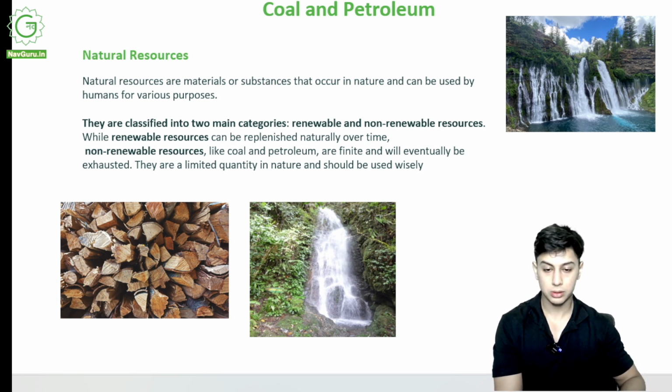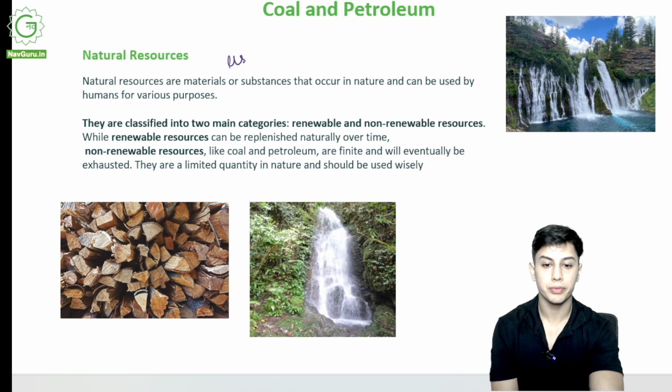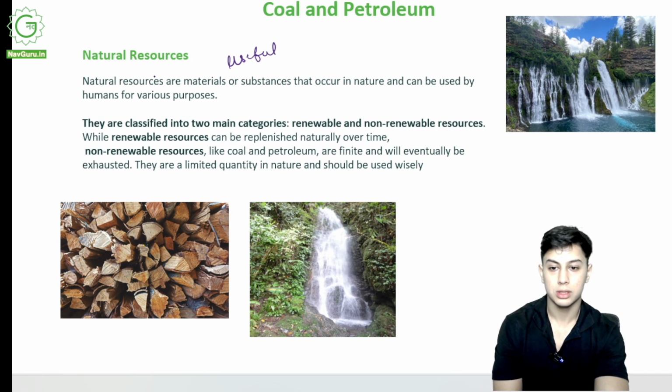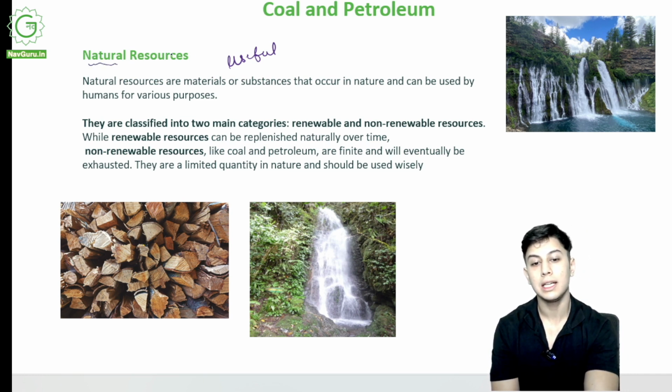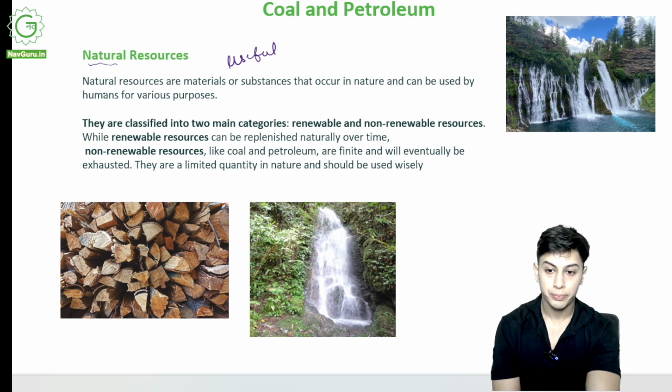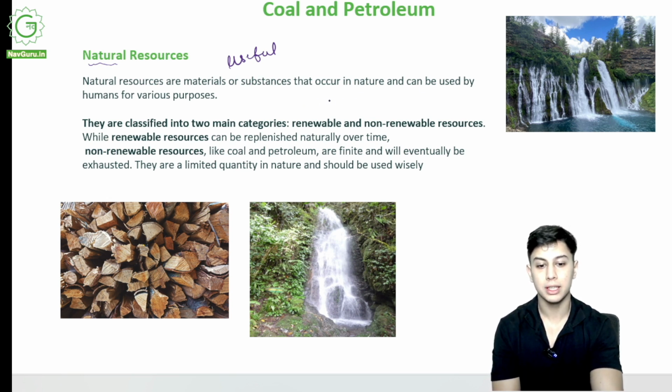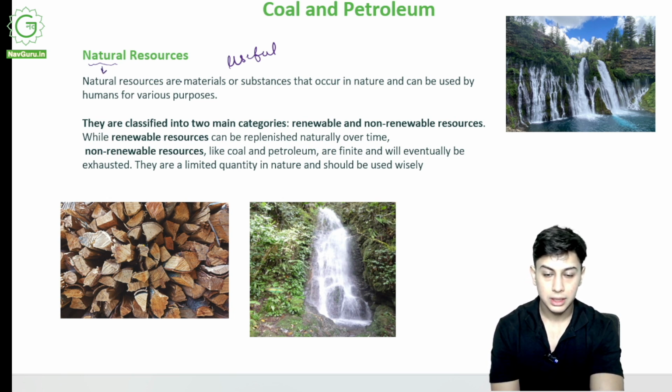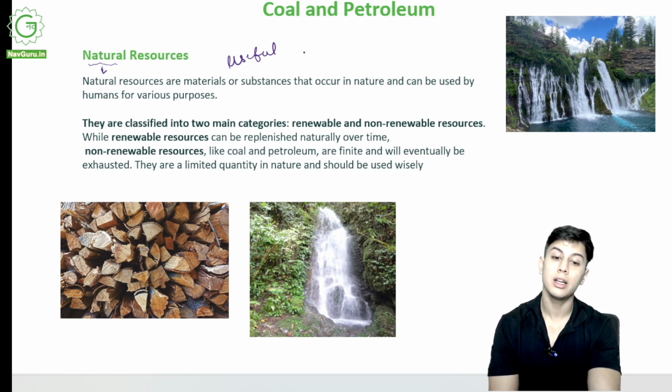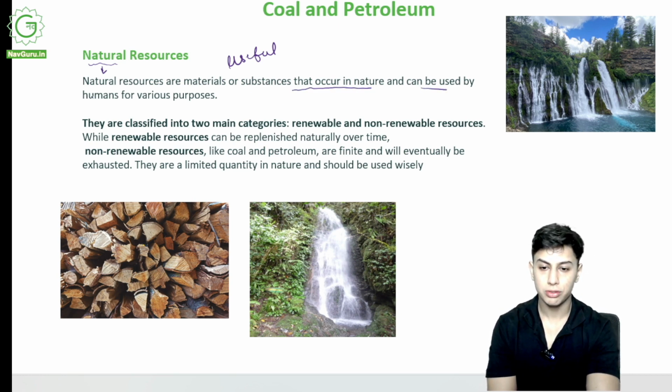What do I mean by resource? Something that is useful is a resource. Natural resources are things that occur naturally and are useful for us. Natural resources are materials that occur in nature and can be used by humans for various purposes. Natural suggests nature. These are all the materials and substances, all the things that we use, that are obtained from nature. They can be used by humans for various purposes.